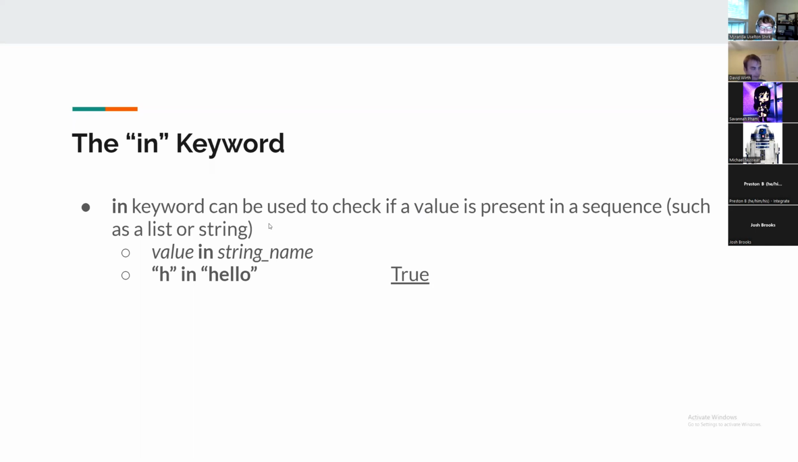in keyword. The syntax for that is the value that you're looking for, then in, and then the name of your string. So you have H in hello, and this will return true or false. In this case, H is in hello. It's right here, and so this will return true. But what about this one? Cat in I love cats. Would that be true or false? Go ahead and put it in the chat.